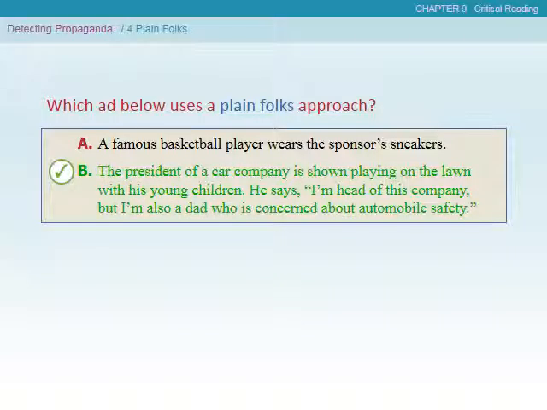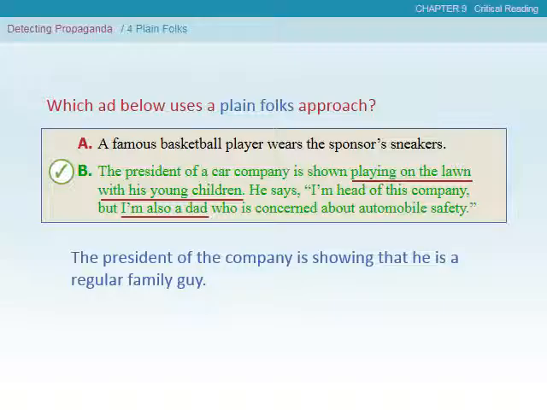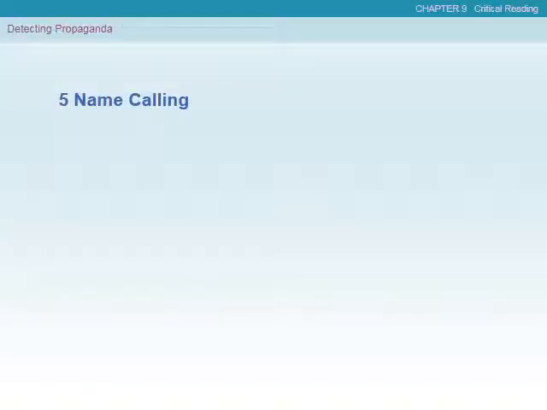It's the second one. It's making that president of the car company, who's probably very, very wealthy and lives a life completely different than us, look like he's just like us. He's playing on the lawn with his children. He's also a dad, right? He's just a regular guy, just like us.